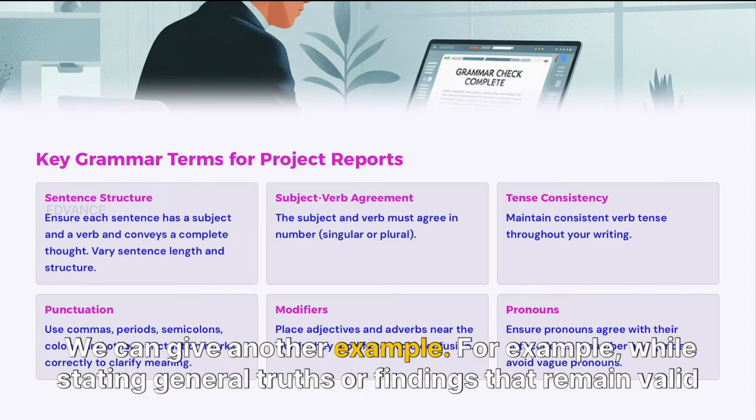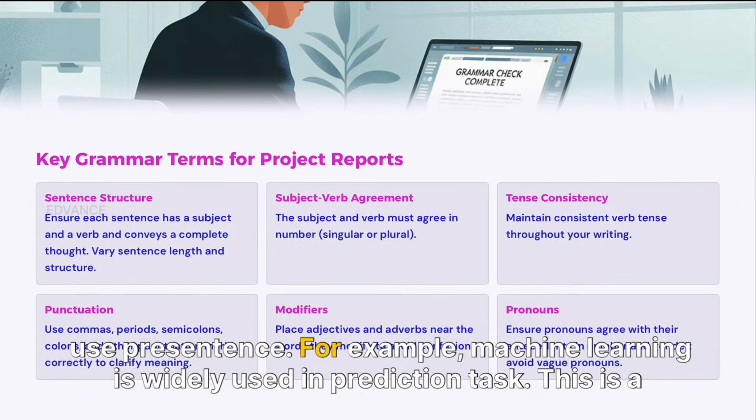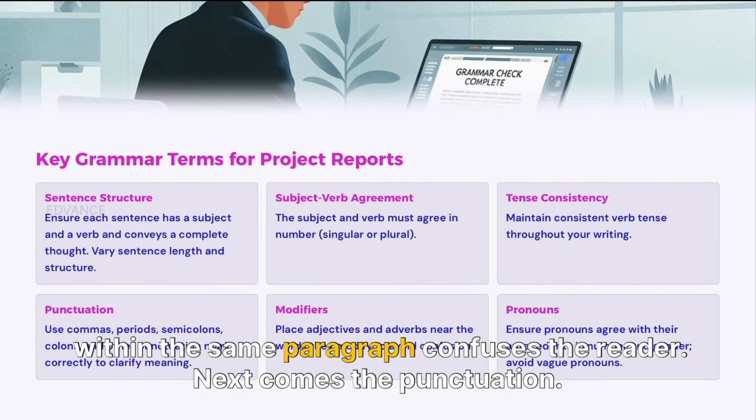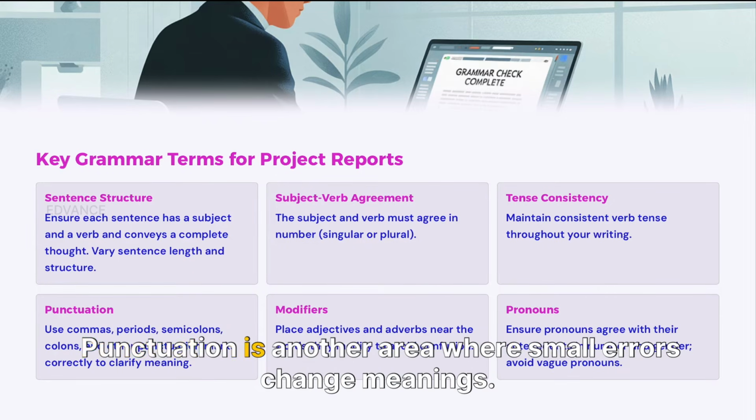We can give another example. While stating general truths or findings that remain valid, use present tense. For example, machine learning is widely used in prediction tasks. This is a truth. So whenever we state a truth, we say it in present tense. Mixing tenses within the same paragraph confuses the reader. Next comes punctuation. Punctuation is another area where small errors change meanings.